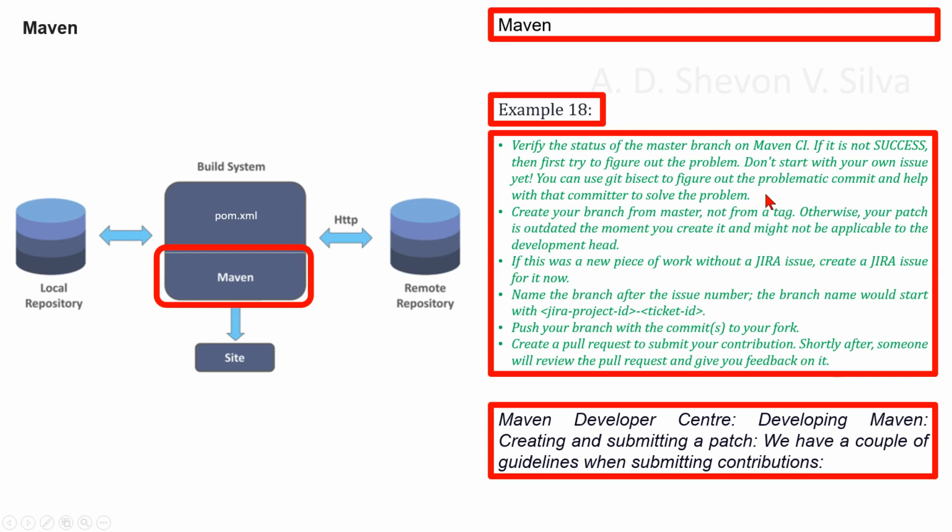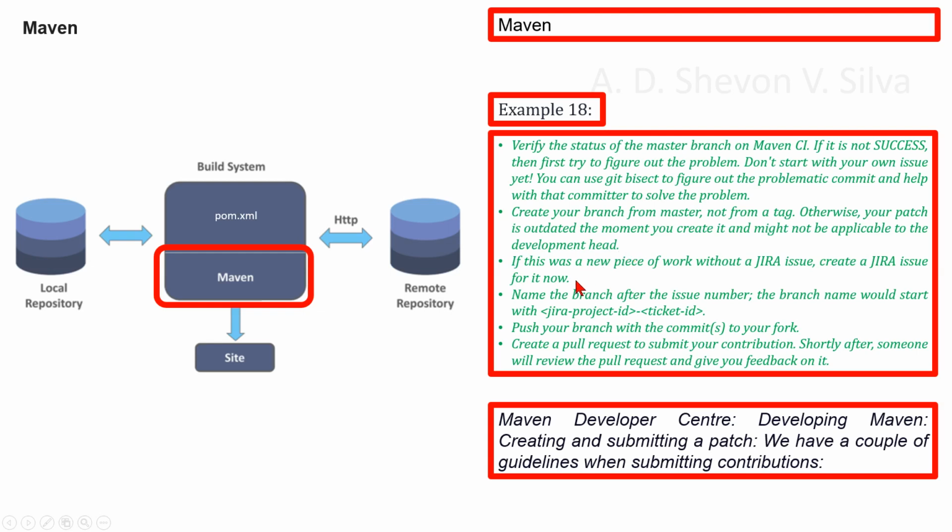We have a couple of guidelines when submitting contributions. Verify the status of the master branch on Maven CI. If it is not success, then first try to figure out the problem. Don't start with your own issue yet. You can use git bisect to figure out the problematic commit and help the committer to solve the problem. Create your branch from master, not from a tag. Otherwise, your patch is outdated the moment you create it and might not be applicable to the development head.